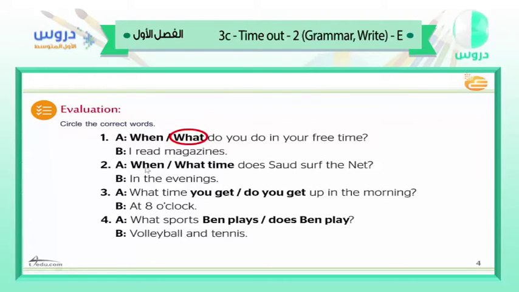Number 2. When, what time does Saud surf the net? As I said before, you have to read the answer. In the evening. So, should we say when or what time? What time is exactly the time. We talk about the exact time. But when, it's in general, it's periods. What do you think? When or what time?